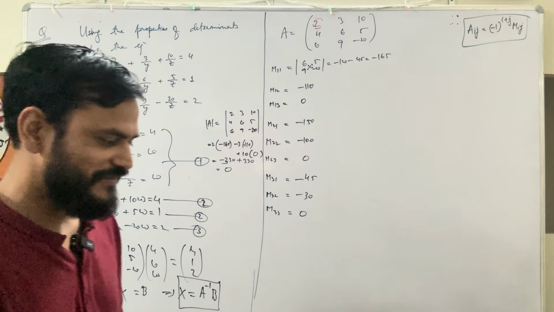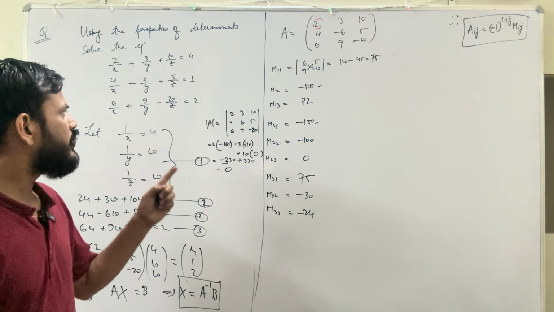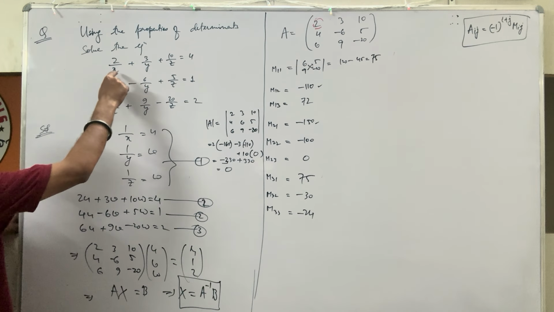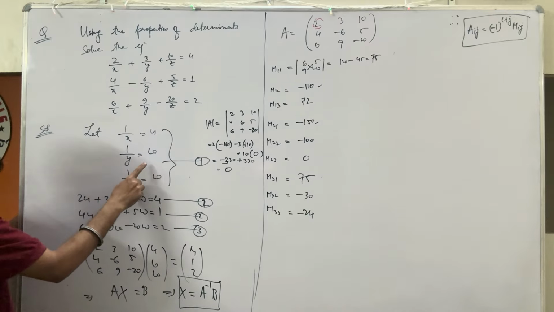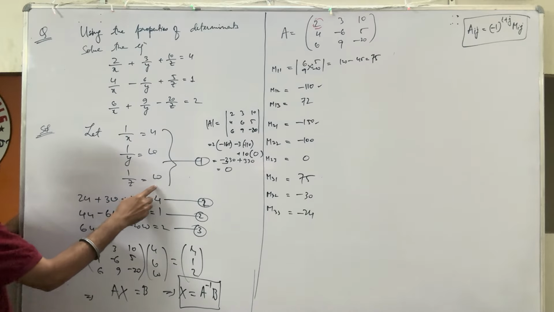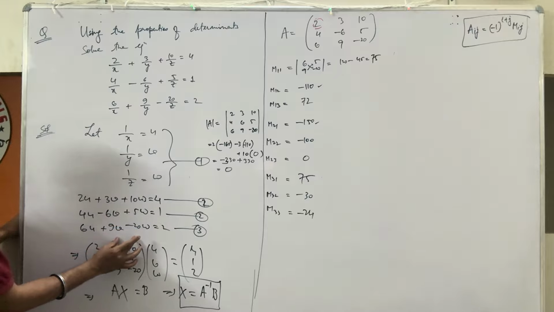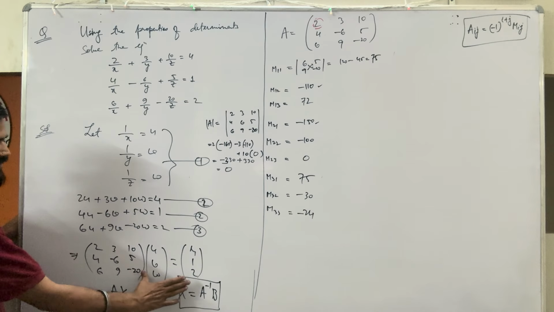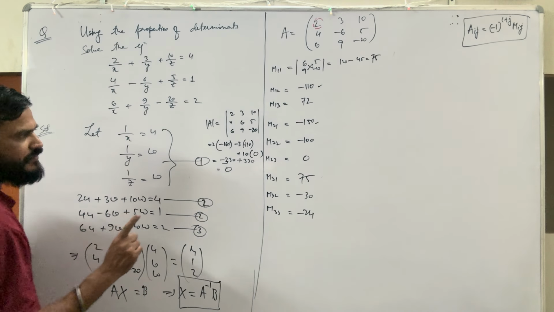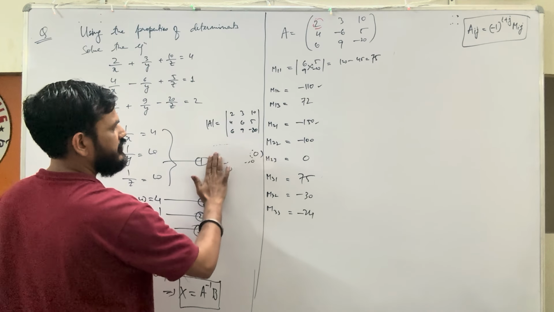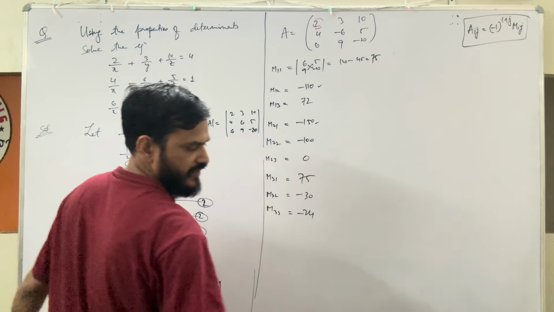For this type of question where the variables are in inverse, we should take 1 by x equal to u, 1 by y equal to v, 1 by z equal to w. The equation now gets transformed to this, and we can write this question in the matrix form like this. Now, first step is to find the determinant of the matrix.